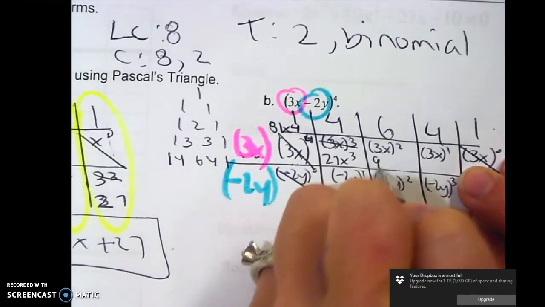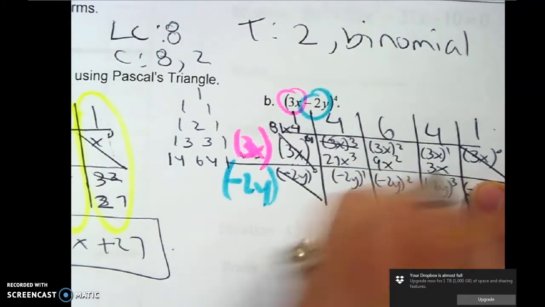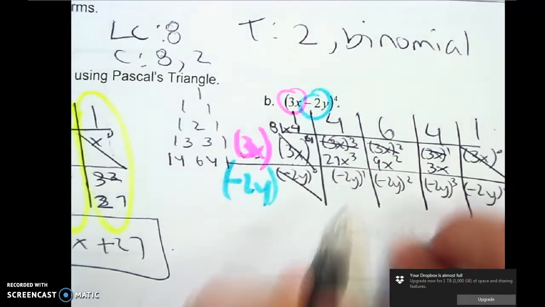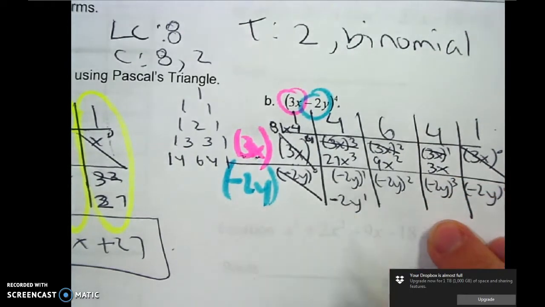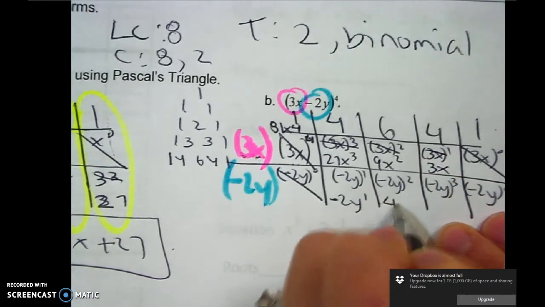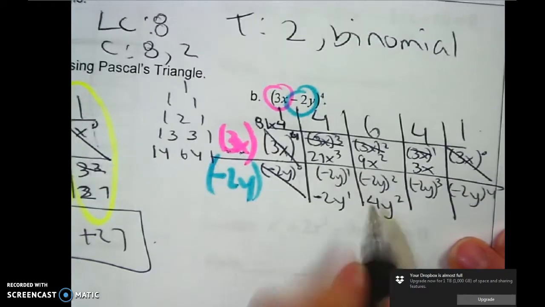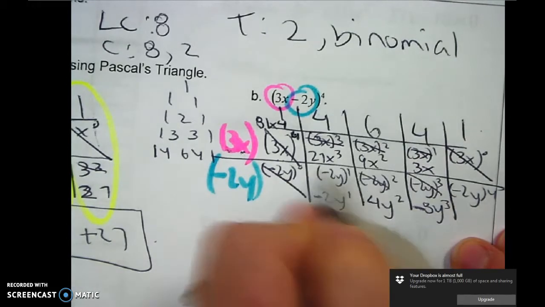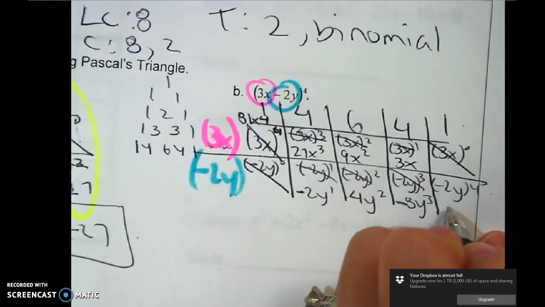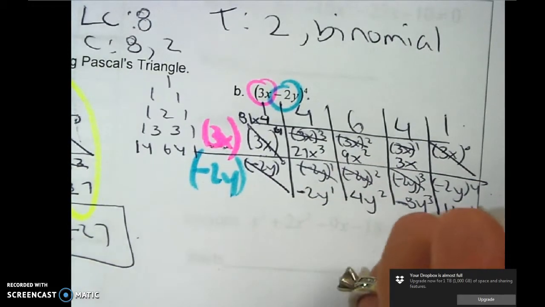3 squared is 9, x squared, and then 3x, cross off, cross off. Negative 2 to the first power is negative 2y to the first. Negative 2 squared is 4y squared. Negative 2 cubed is negative 8y cubed. Cross off, cross off, cross off. Negative 2 to the fourth is 16y to the fourth.